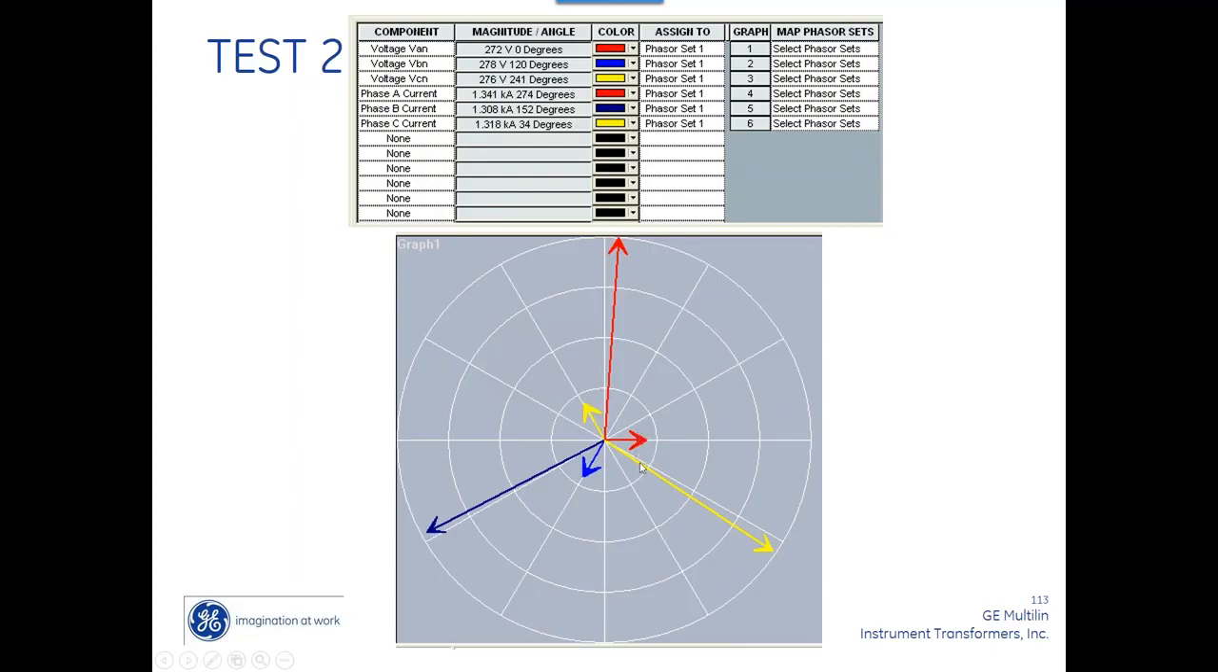I would expect A phase current to be right here. B phase current, I expect to be right there, which it is. Or excuse me, B phase current to lag the voltage, which it is. So B phase is good. But A phase voltage is seeing C phase current, and C phase voltage is seeing A phase current. What do I do, guys?